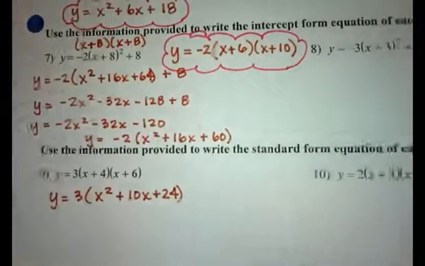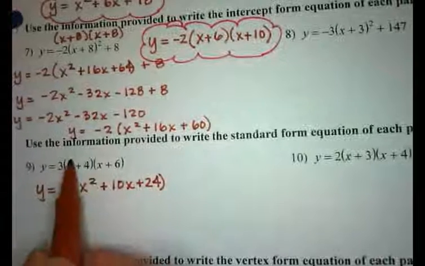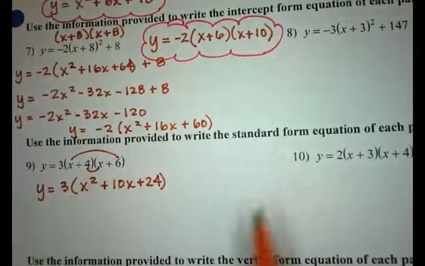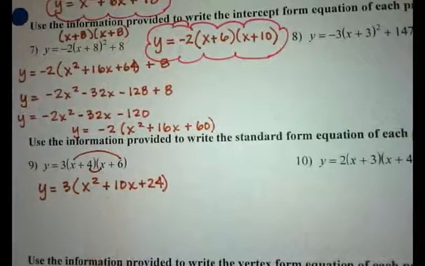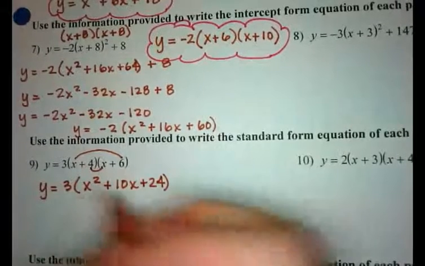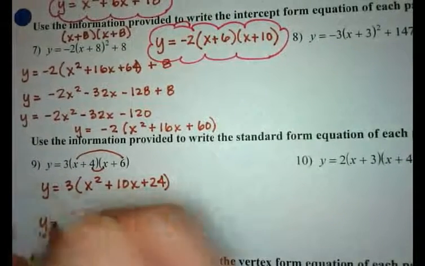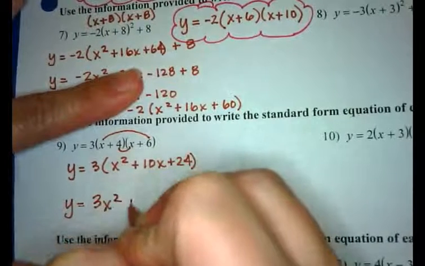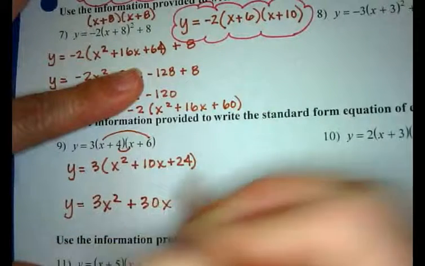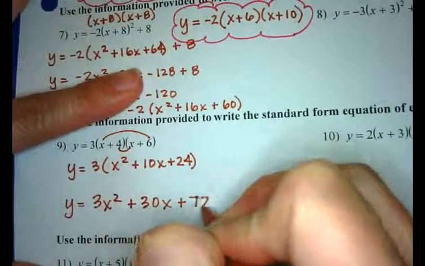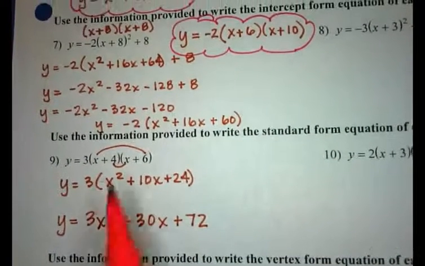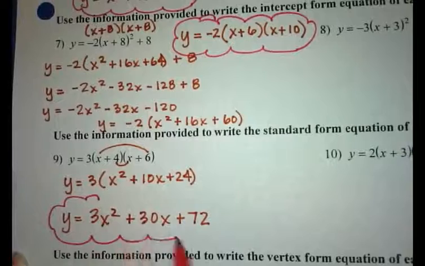Hopefully by now you guys are getting better at this. But when we do the outside, we get 6x, and the inside is 4x, and those would be like terms to get the 10x. Now the last thing I need to do is distribute the 3. So I'm going to end up with 3x squared plus 30x plus 72. And that is standard form. Standard form does not have parentheses in it.